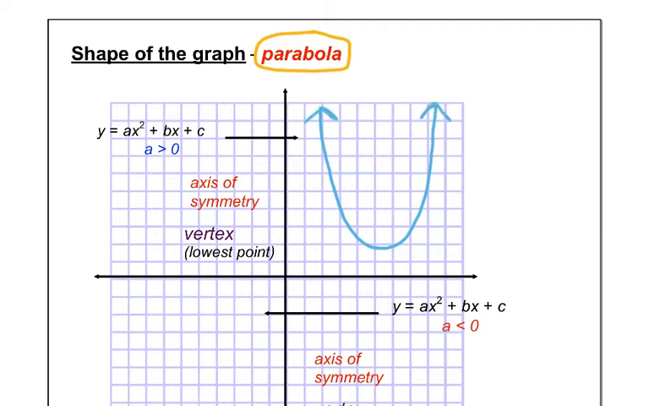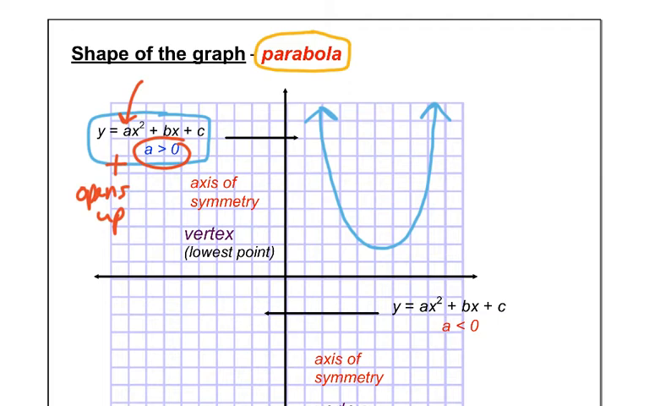Now it opens up because if you're given ax squared plus bx plus c, the front number, the a in front of the x squared, is positive. And if a is positive, it opens up. We're very happy about that. We're positive, so it opens up.